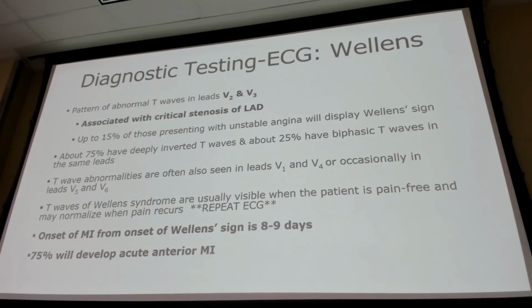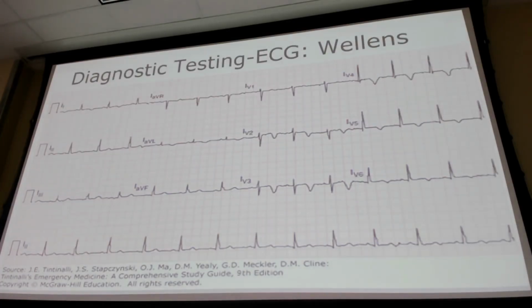So, 3/4 of the patients will develop it, and we'll take a look and show you what it looks like here. So, here's our classic Wellens. So you have those deep T waves in V2 and V3, and this one has in V4 as well. And that's commonly what you'll see on an EKG for what we call Wellens syndrome. And this just increases their risk for myocardial infarction.